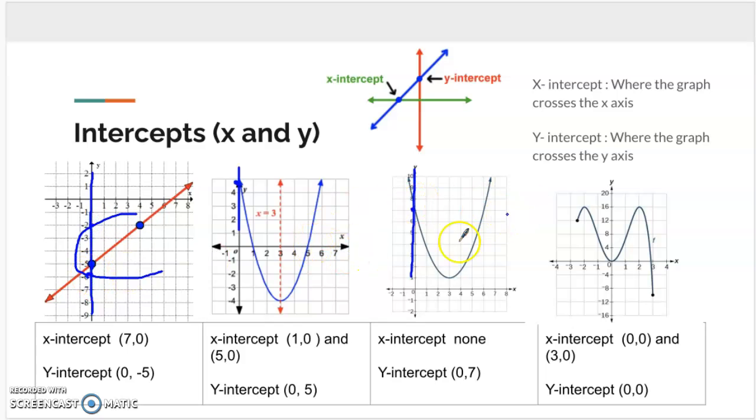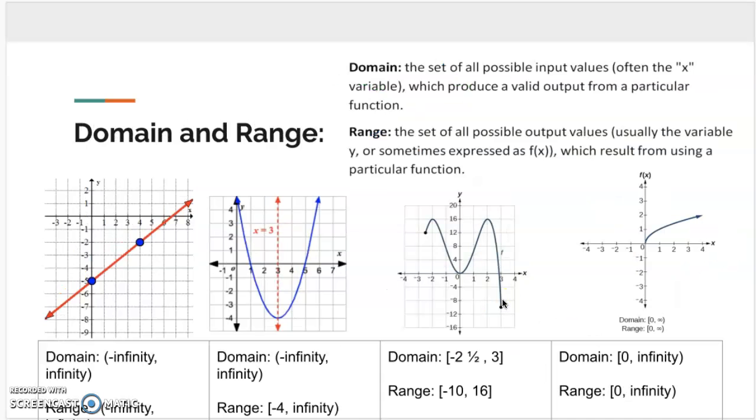And then again, there could be a point where I have a graph that looks like this, and it doesn't hit it at all. So those are x and y intercepts. Then we have domain and range. Domain is all of your x values that are possible. Range are all of your y values that are possible.